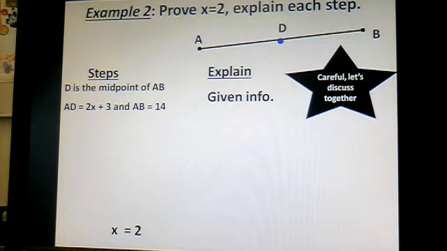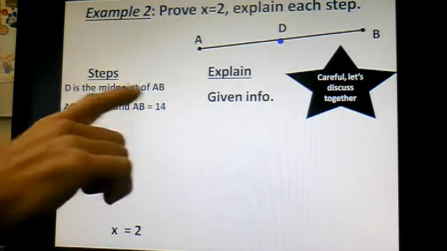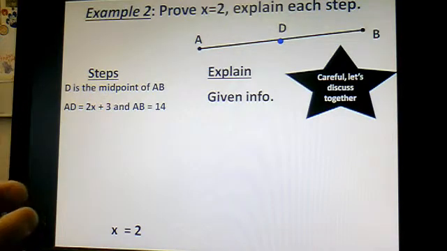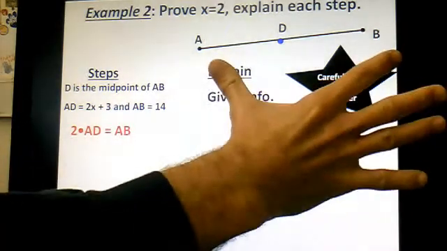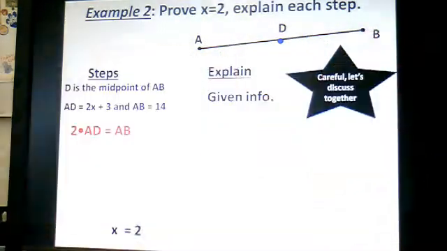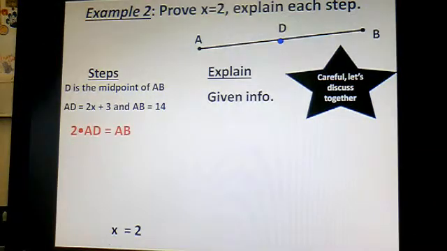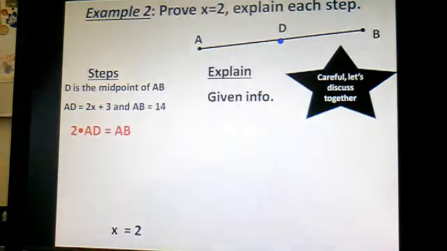Hopefully one of the things you realize when you read "D is the midpoint of AB" is that it's telling you something. D is the midpoint. That's a vocab word that's telling you that this entire length is double the two little pieces. So that's where I've come up with this equation. 2 times the length of AD, 2 times the small one, is equal to AB.